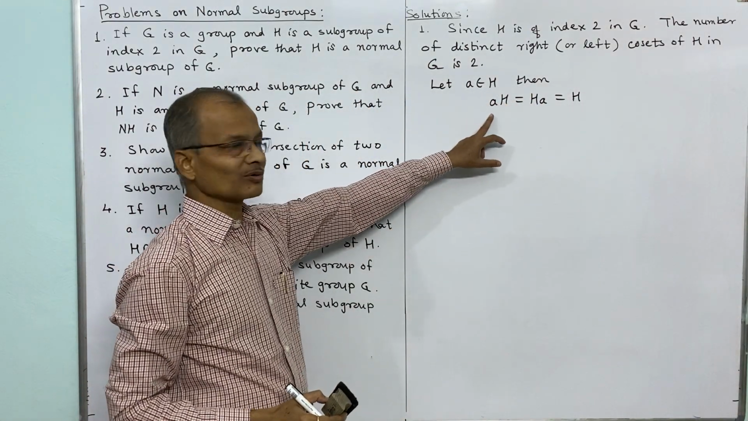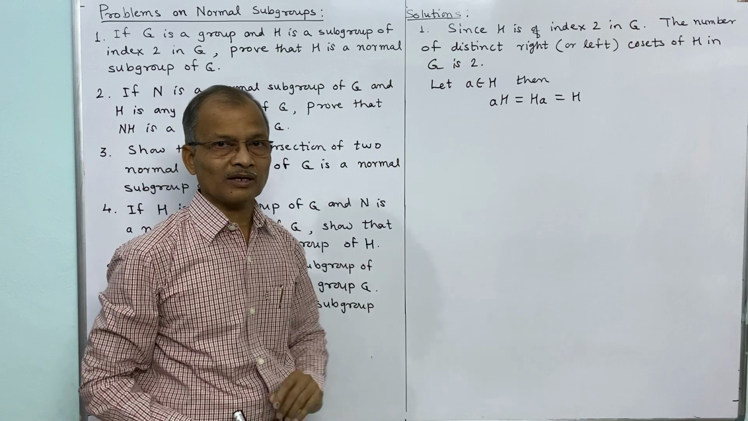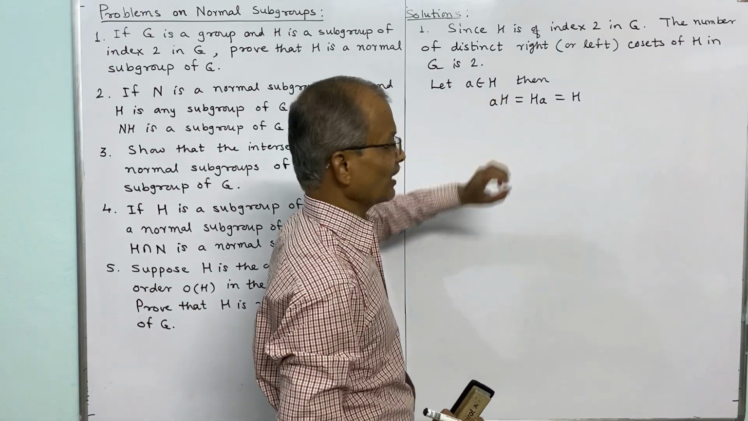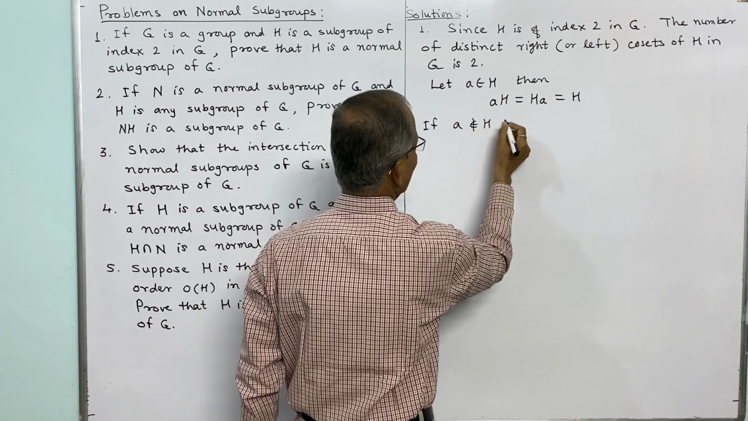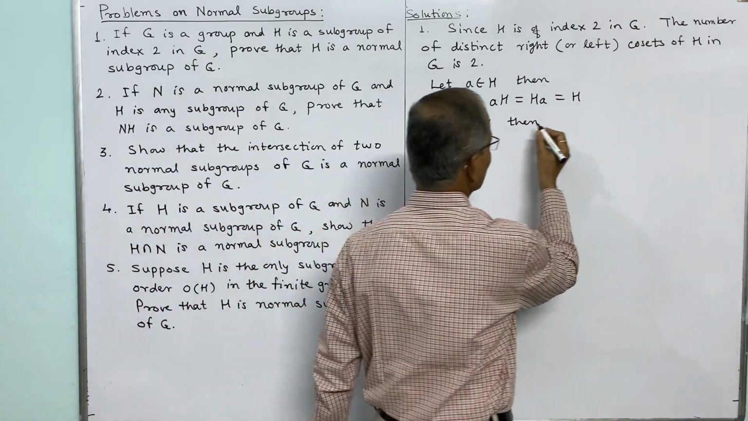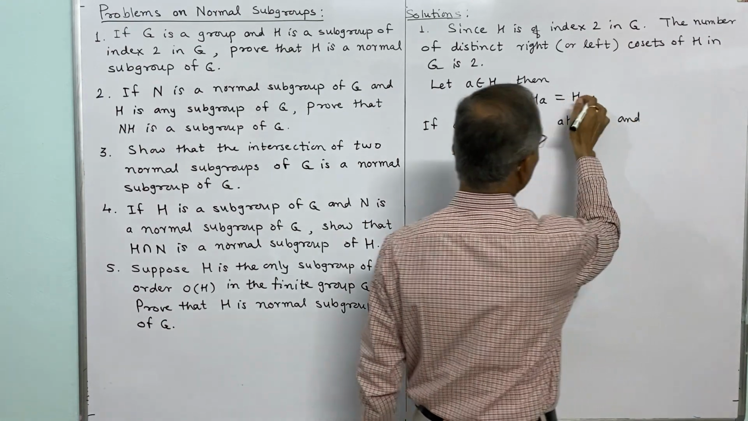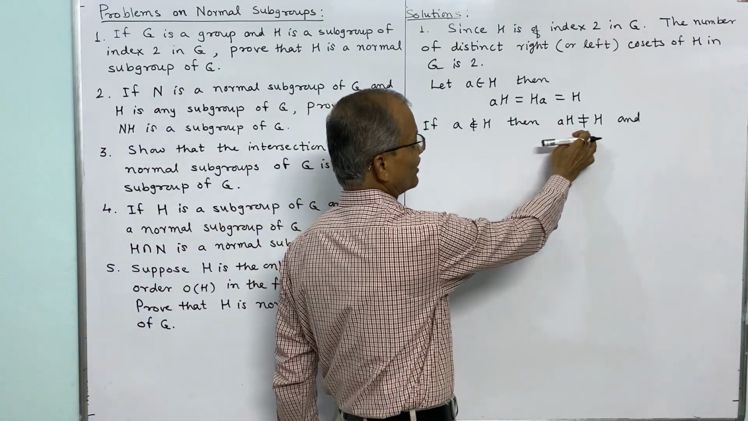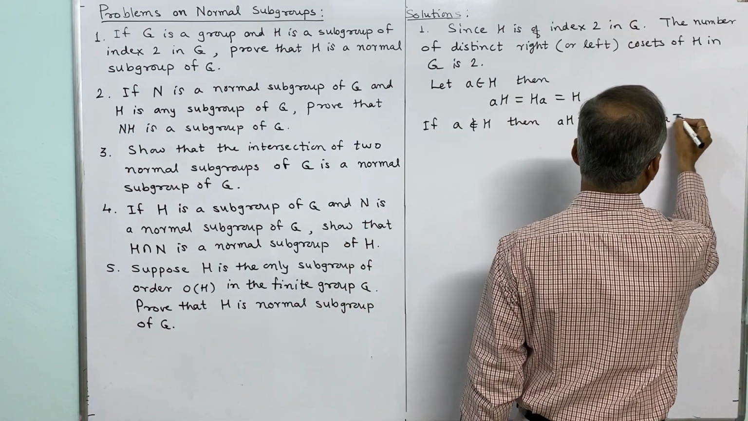Now this follows by closure property. a is in H, an element in H. So product of two elements in H is again in H, and therefore aH is equal to Ha is equal to H if a is in H. Now further, if a is not in H, then aH will not be equal to H. This left coset is not equal to H, and the right coset is also different because a does not belong to H, and therefore Ha is not equal to H.